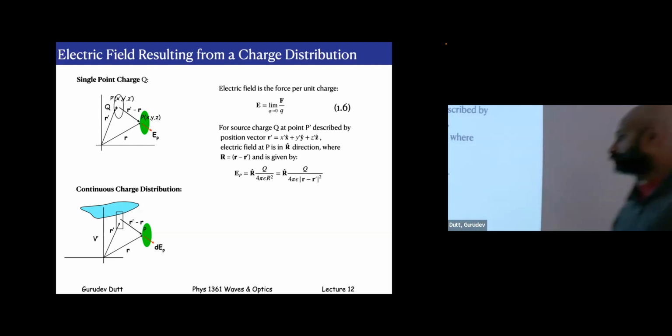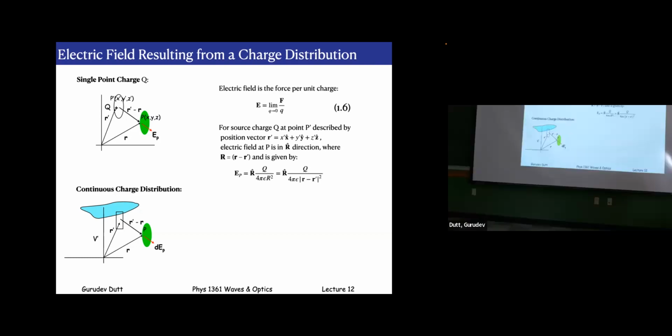Capital Q is the source charge divided by 4 pi epsilon r squared. I didn't say this, but epsilon might not necessarily be just the vacuum permittivity, but could include the effects of materials, like a dielectric material that's surrounding everything. So we allow it to be, in general, epsilon, which we'll come back to in a little bit. Okay, so that is our electric field.